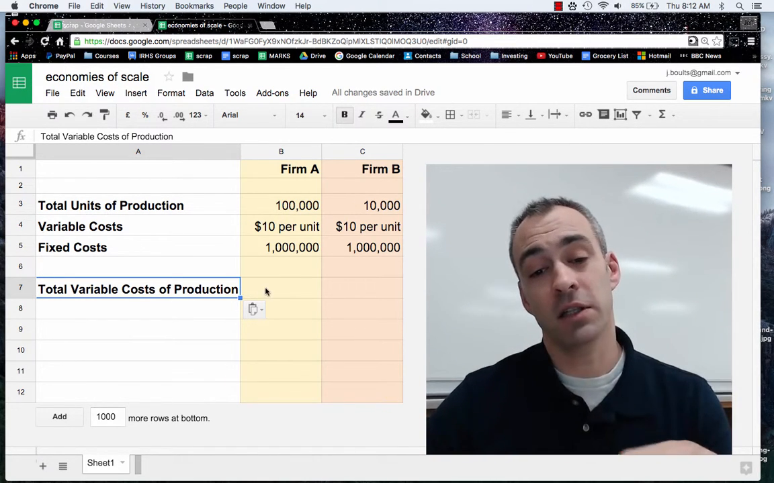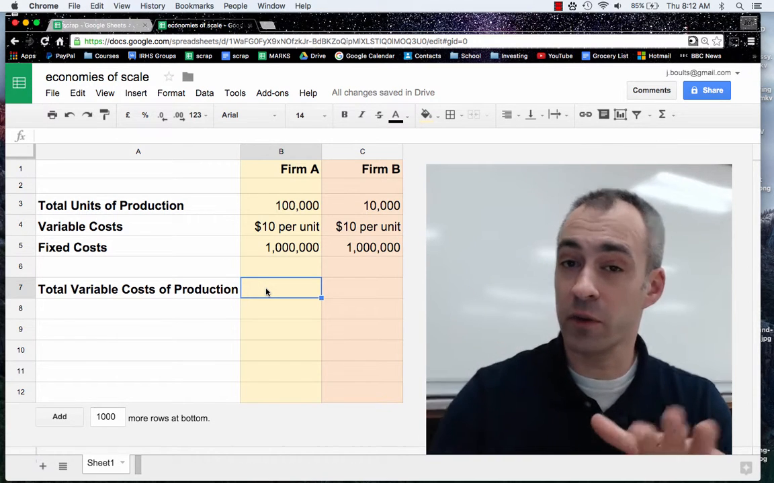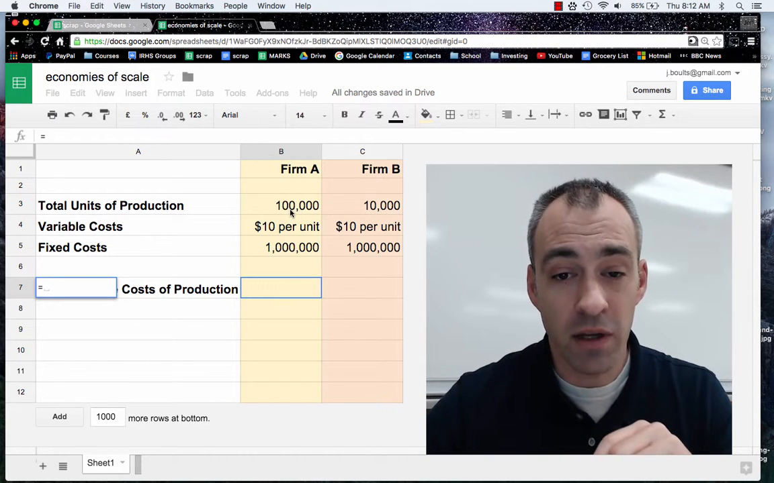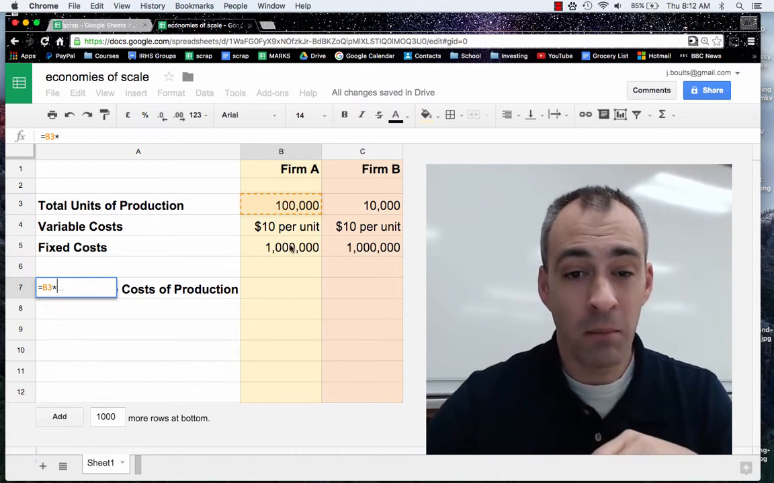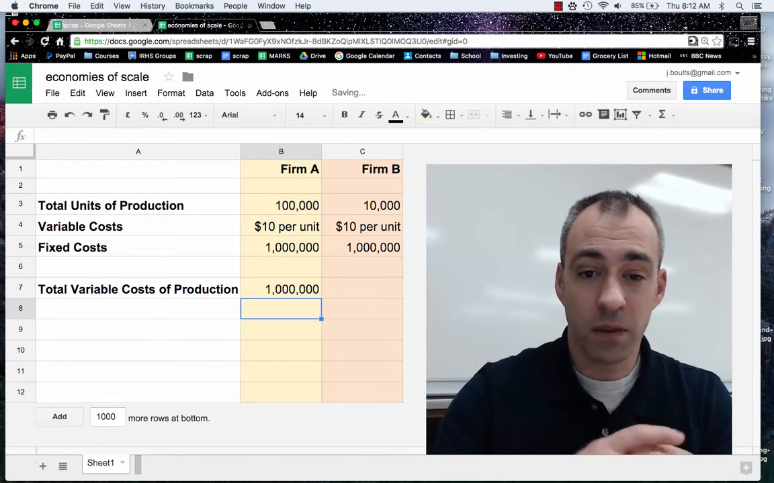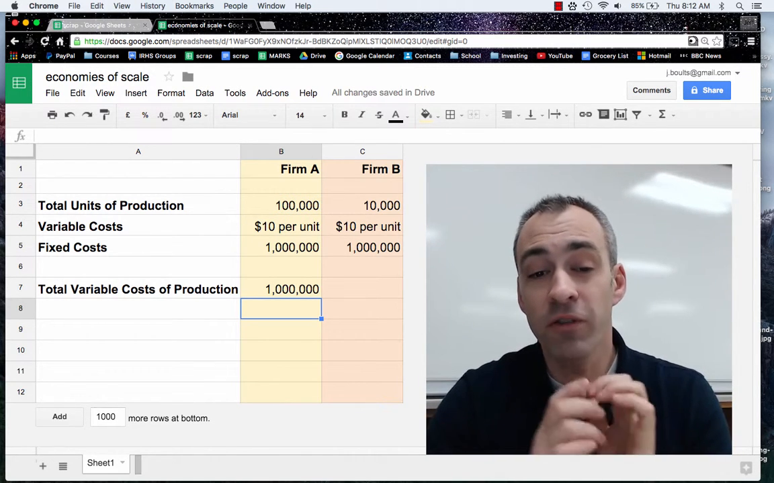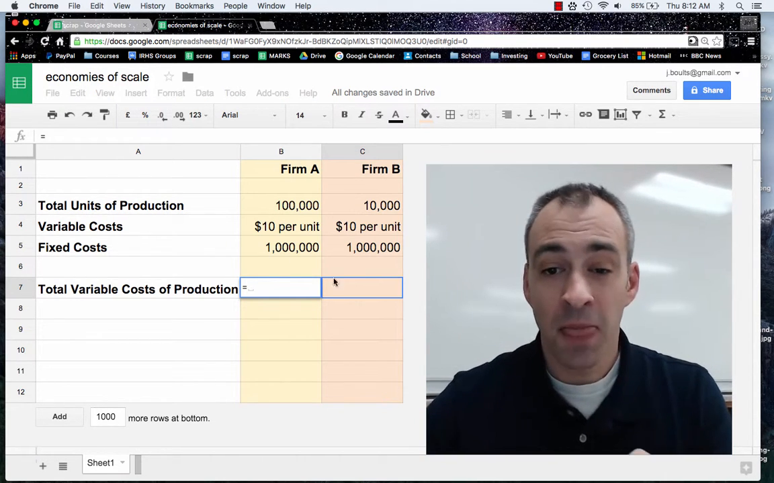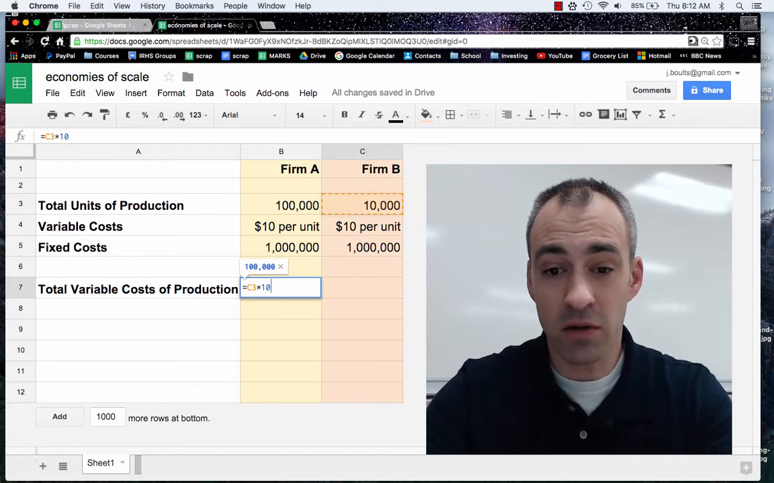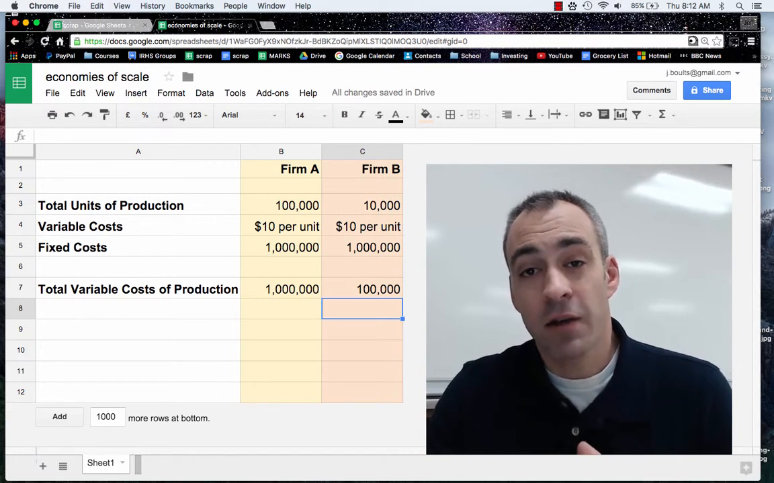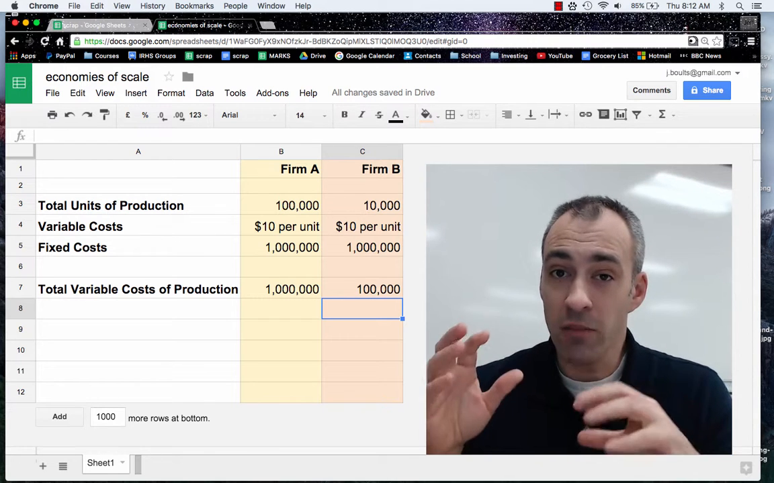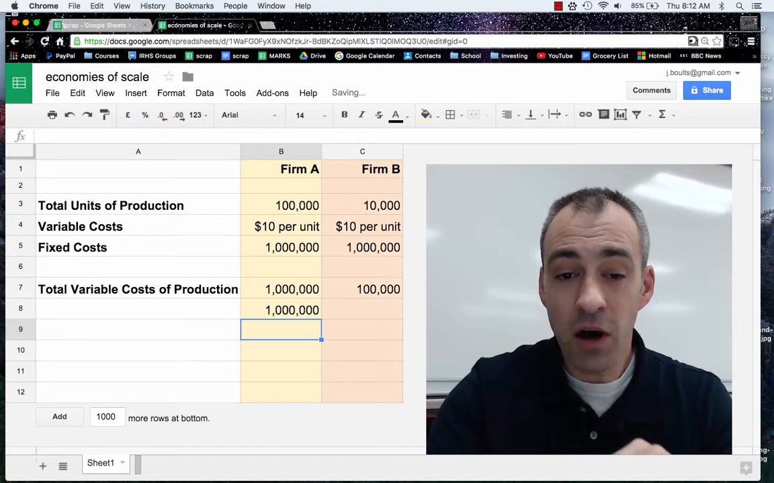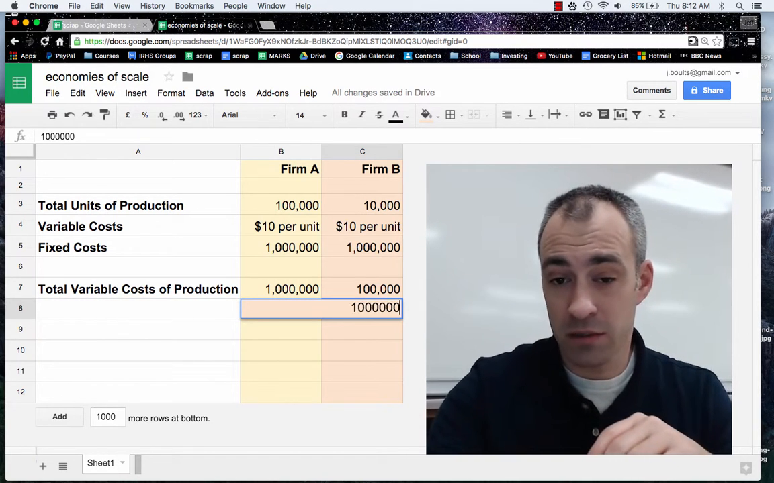So our total variable costs of production are going to be, and if you're not familiar with spreadsheets, it's a quick review, you start all formulas with an equal sign. So we're going to go equals, and we're going to click on 100,000 units, so we're going to multiply that by $10 per unit, right? That's $1 million. So our total variable cost of production for firm A is $1 million. Well, guess what? For firm B, it's going to be 10,000 units times $10. So the total cost, of course, is less for variable costs because they're making less stuff. But we've already determined that the fixed costs are $1 million for both companies.